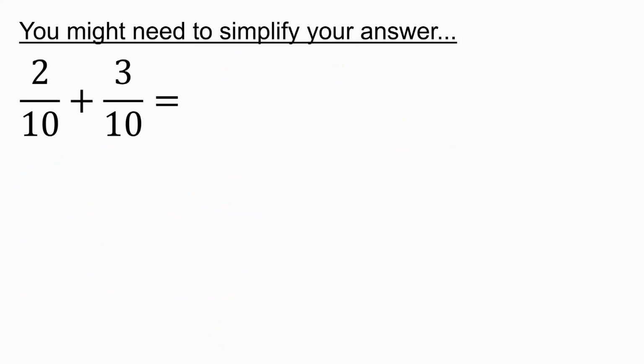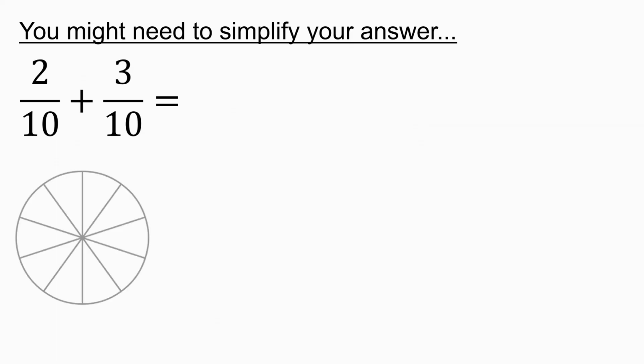Finally, you might need to simplify your answer. Here we have 2/10 plus 3/10, which is obviously going to be 5/10. So here we go, we have 2 out of 10 plus 3 out of 10. I've got this whole cut into 10 parts. I'm shading in 2 parts for the 2/10 and then 3/10. In total, we should notice that we've shaded in half of the whole, exactly half.